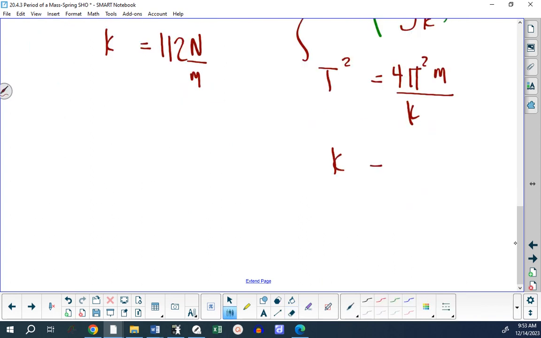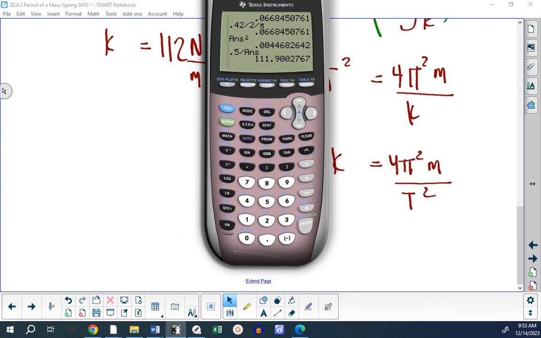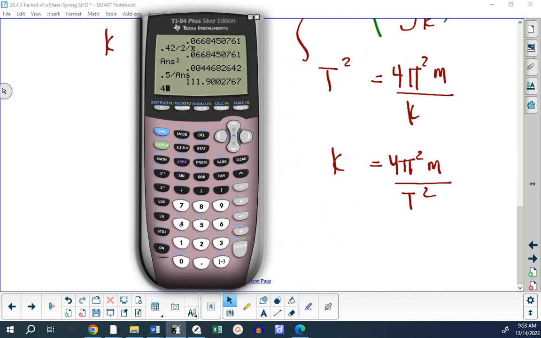You're going to get k equals 4 pi squared m over t squared. Was t 0.46 seconds? 0.42. 0.42, and the mass was 0.5? Okay. So 4 pi squared times 0.5 kilograms divided by 0.42 squared.